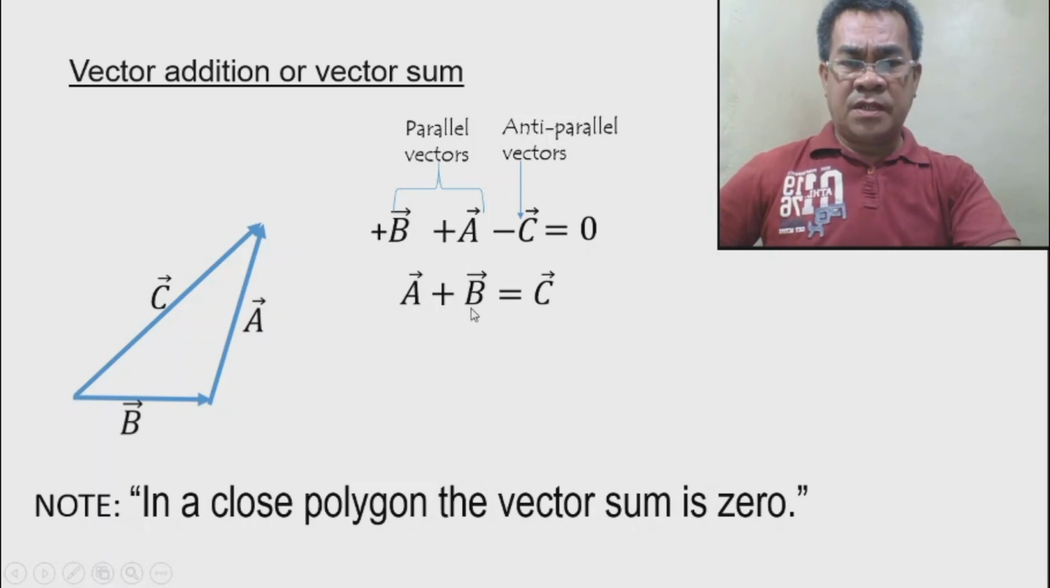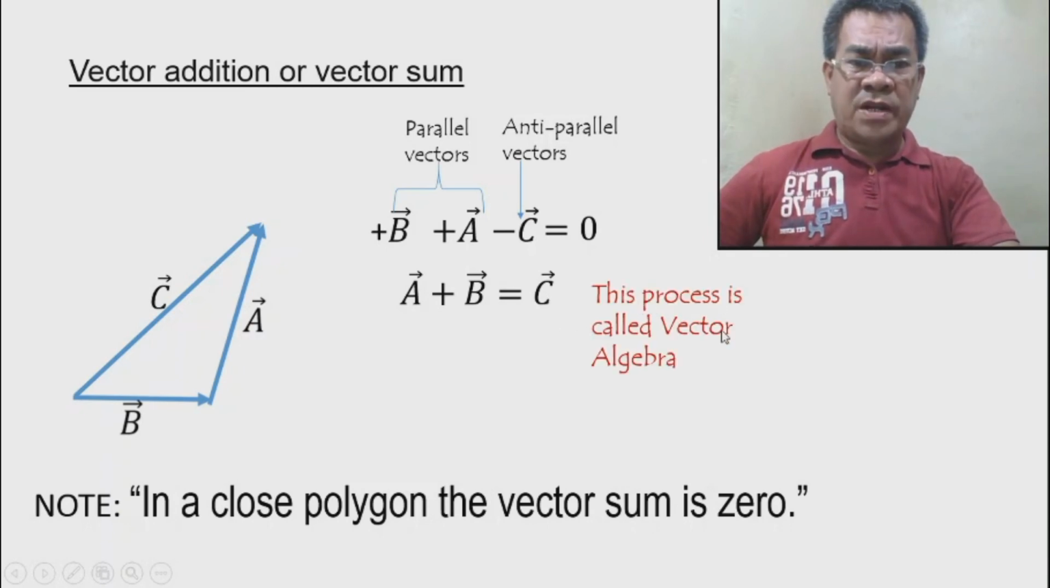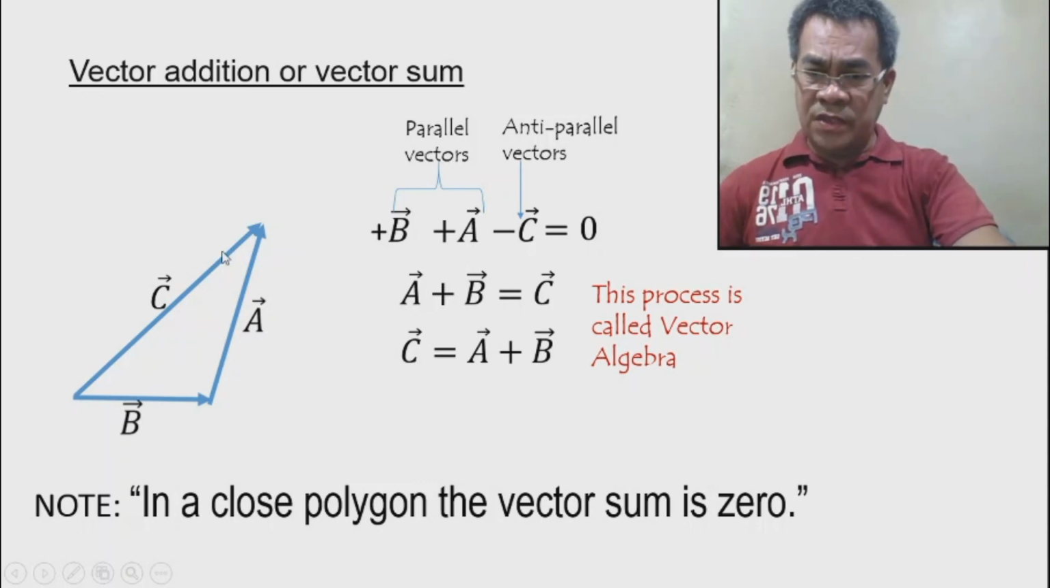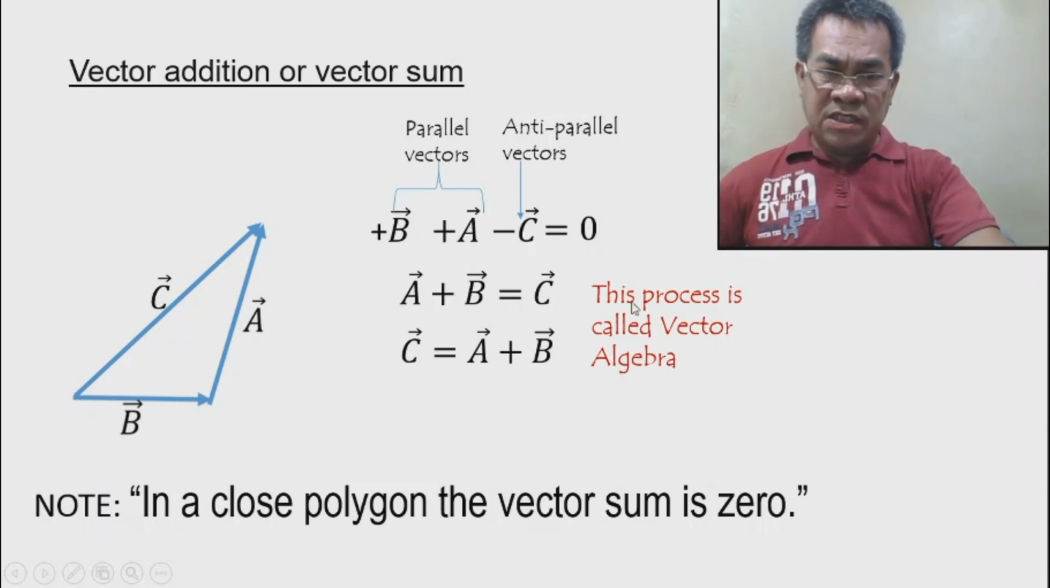So in other words, the vector sum of A and B is C. The process of transposing is vector algebra. So therefore, we can say that C is the vector sum of A and B. Look at the drawing. This is the mathematical expression. This is graphical. This is vector A connected by vector B. So therefore, this is the vector sum.